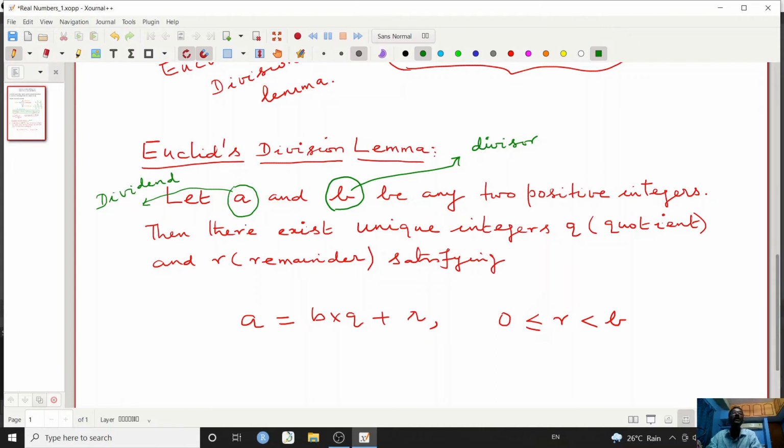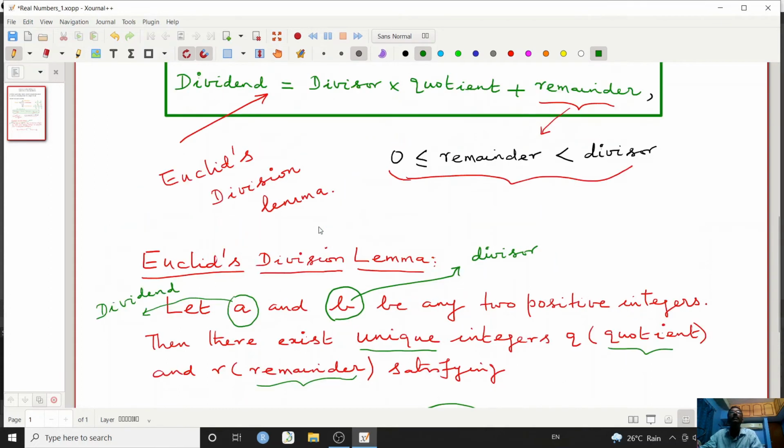So whenever we are given two positive integers A and B, it is always possible to find unique integers Q, namely quotient, and R, remainder, satisfying the condition A is equal to BQ plus R. Now what is important is the condition on the remainder: the remainder can be 0 or greater than 0, but it is always less than the divisor, as we have said a little while ago.